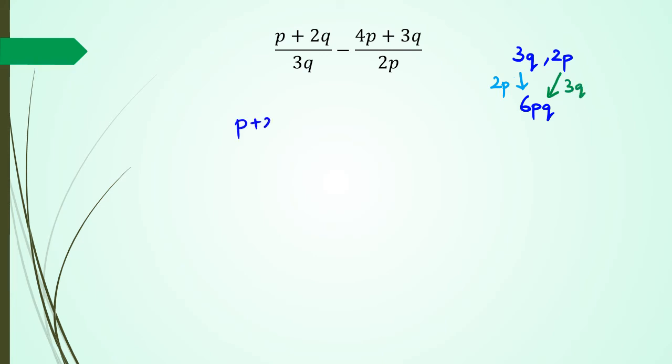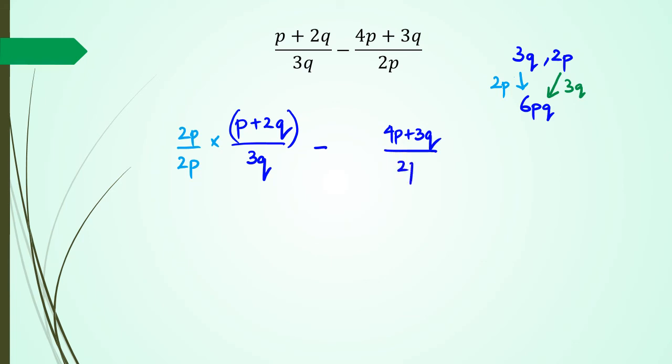So I'm going to take my terms. I've got p plus 2q over 3q. Now this is getting multiplied by 2p. So I'm going to multiply this by 2p and 2p. But here's where you need to be careful. Make sure this whole thing is in a bracket form. Otherwise, it's very easy to miss a term. Then we've got minus. This time we're multiplying, what do we got? We've got 4p plus 3q over 2p. And we're multiplying this with the numerator of 3q and the denominator of 3q. And once again, make sure you put a bracket around the 4p plus 3q.